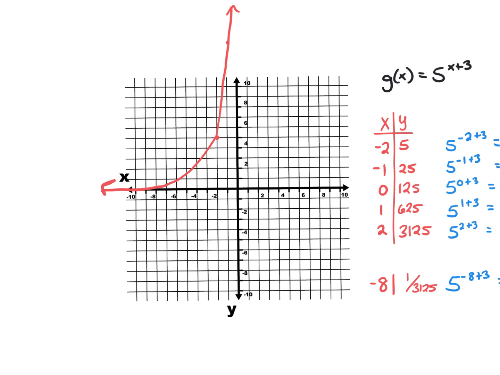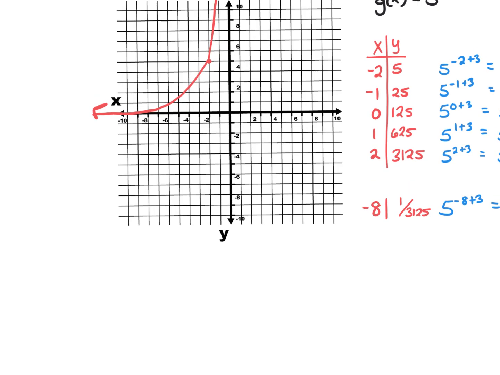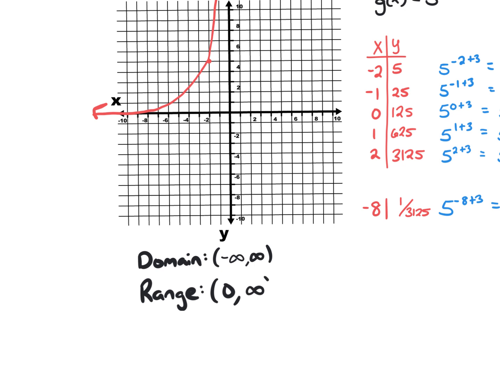So let's talk about behavior here. Domain. Domain is always going to be the same no matter what your exponential functions look like. So we have negative infinity to infinity. What about range? What's my lowest y value? It is still 0 because we don't go below. So 0 to infinity, because we're getting higher and higher and higher. You can know that because look at your y values here. Do you agree we're increasing?